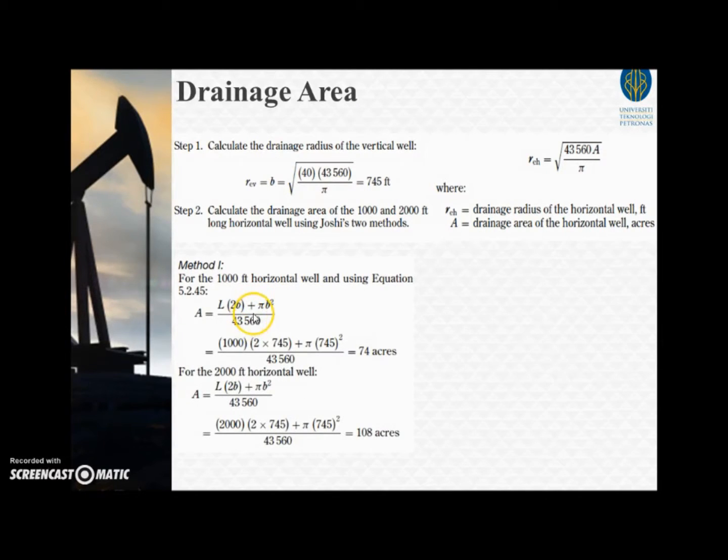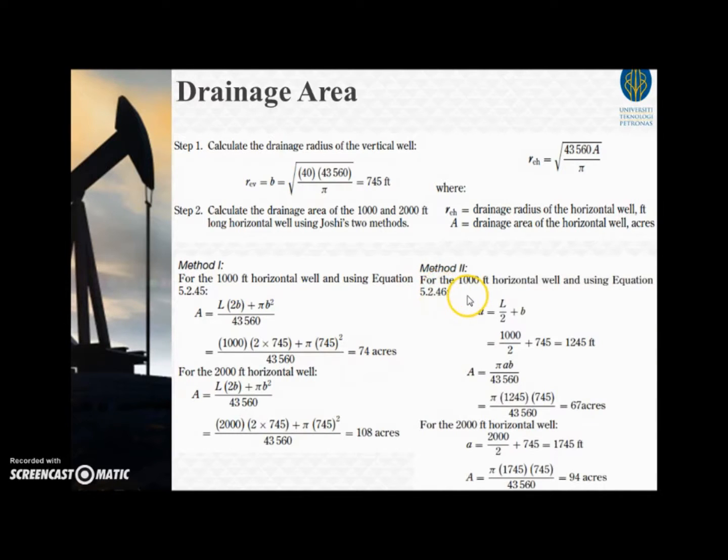long horizontal wells using Joshi's two methods, which are the rectangle plus two semicircles and the ellipse method. Now in method 1, we plug in the values of b, which is r equivalent, and obtain A. So b is 745, L is 1000, and so on, and we get 74 acres. We do the same thing for the 2000 feet horizontal well, and we obtain two areas.